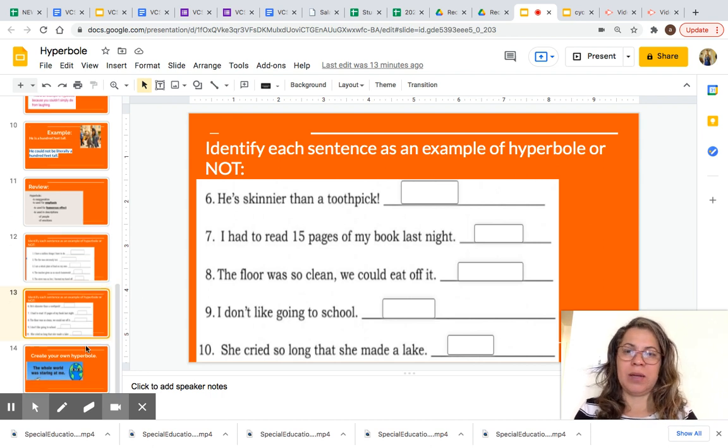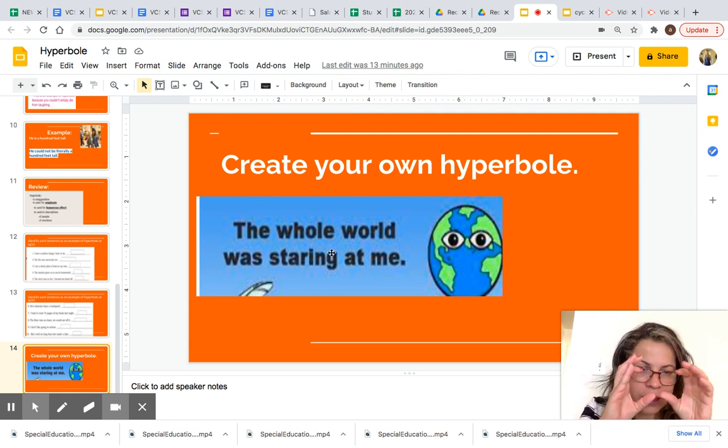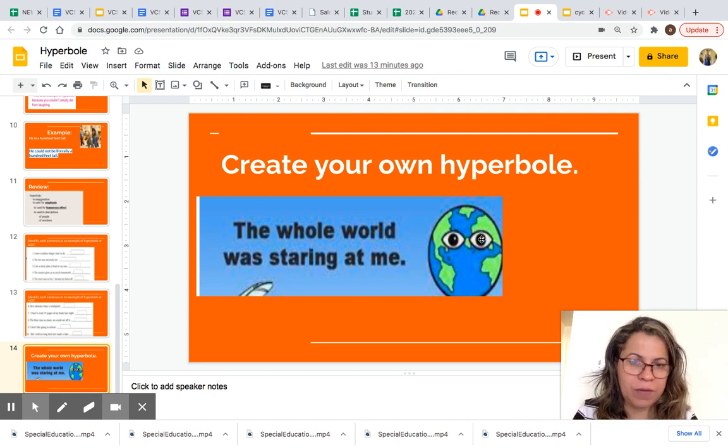Okay, now we are going to do our last activity. In this activity, you are going to create your own hyperbole. I am giving you an example: the whole world was staring at me. So the whole world was looking at me. I have here this image of the globe staring at me. So I gave the globe some eyes. Now you can create your own hyperbole.